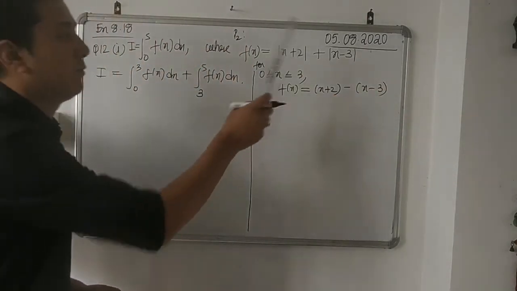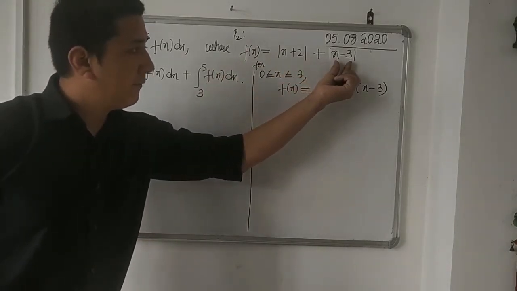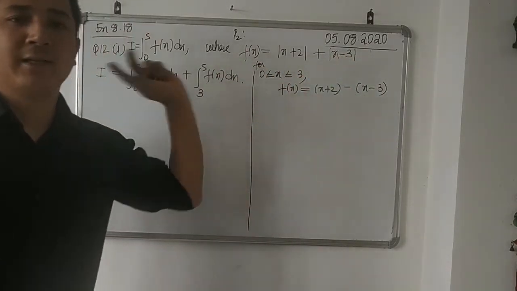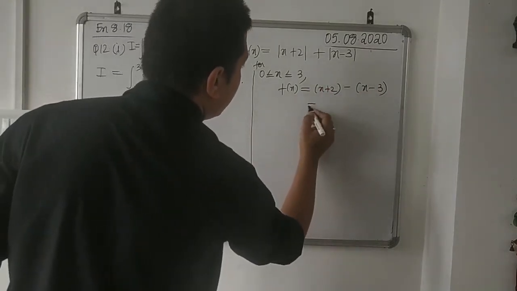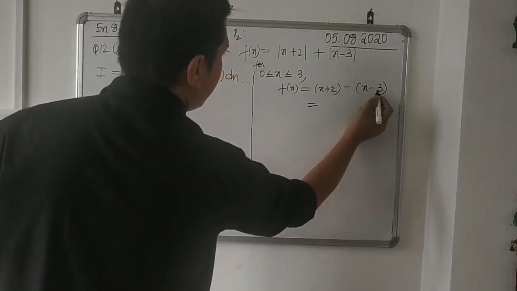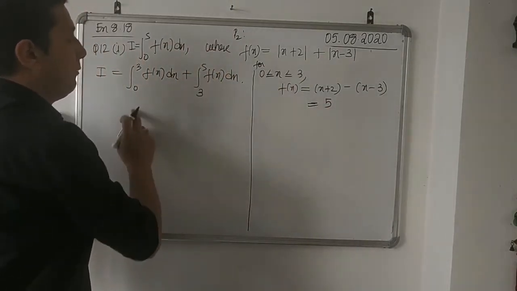Okay, because modulus has two values, one is positive, other one is negative. If somehow we are getting negative out here, then put a minus sign out here, so that negative into negative will be positive. Okay, so x cancels out, and 2 minus and minus plus, so this will be 5. So value for f(x) in the range 0 to 3 will be 5.